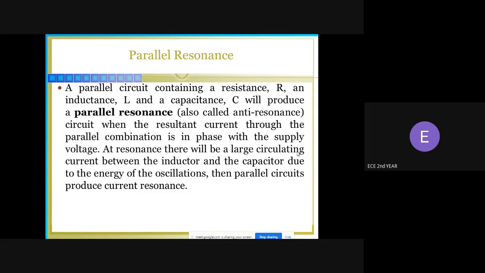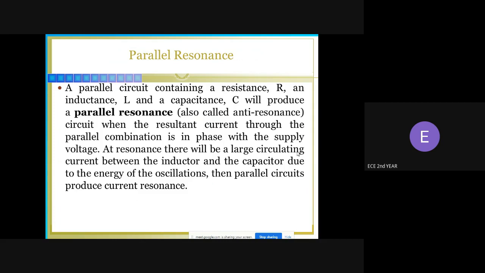That is opposite to resonance, that is called anti-resonance. It occurs when the resultant current through the parallel combination is in phase with the supply voltage. At resonance, there will be a large circulating current between the inductor and the capacitor due to the energy of oscillations. Clear?